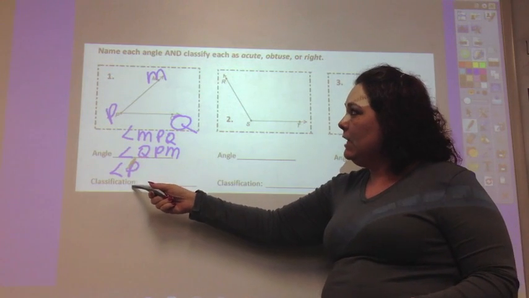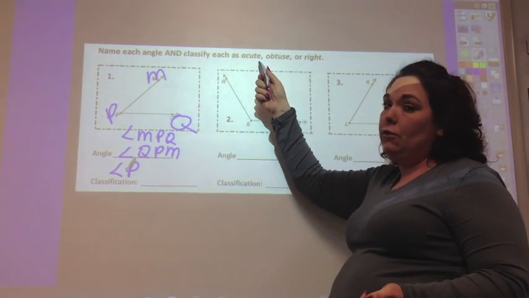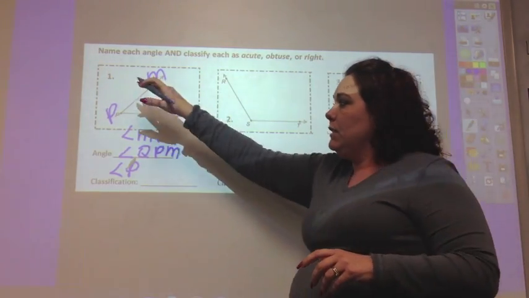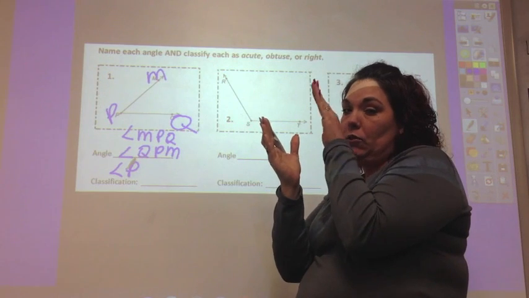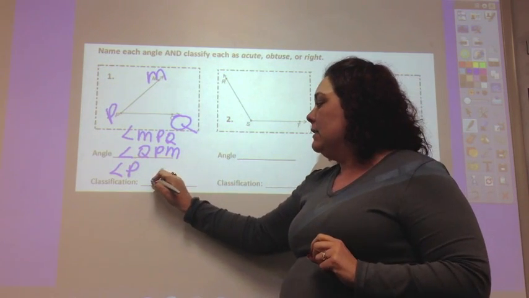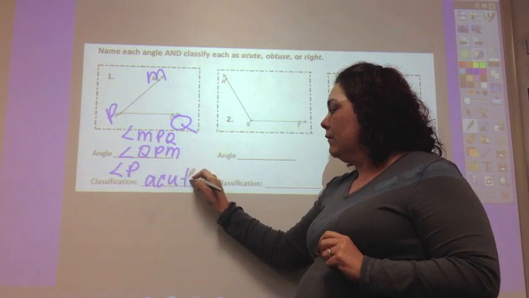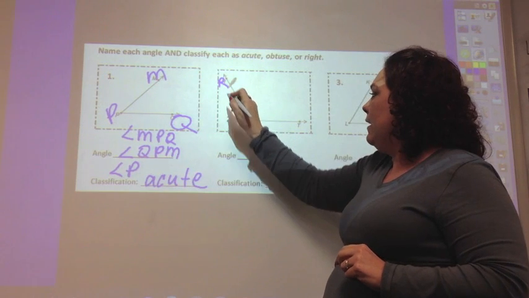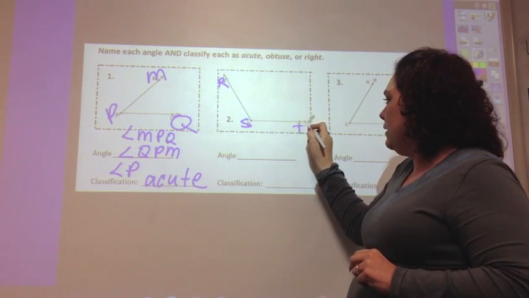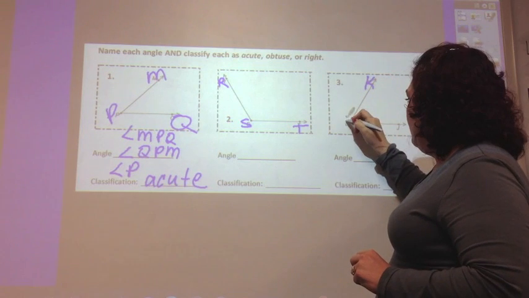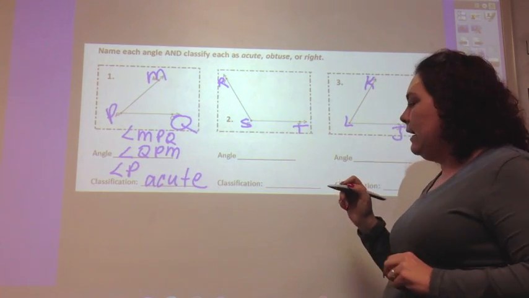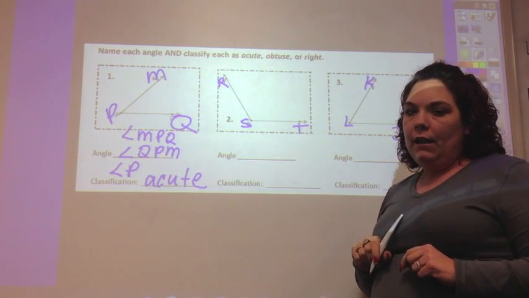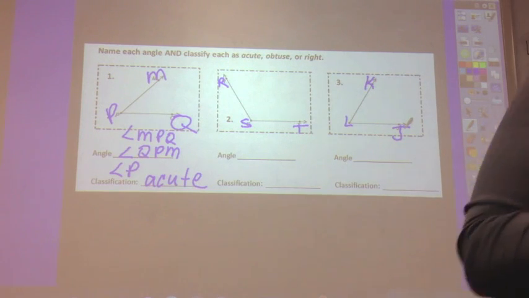And then classification, the classification means, is it acute? Is it obtuse? Is it right? So we know this one is smaller than 90 degrees. It's closer together. And so that is acute. So go ahead and label these. I'll give you the letters so that you can see them nice and clear. And go ahead and pause and label these. Label angle, write the angle, and classify it. And then we'll move on to more examples.